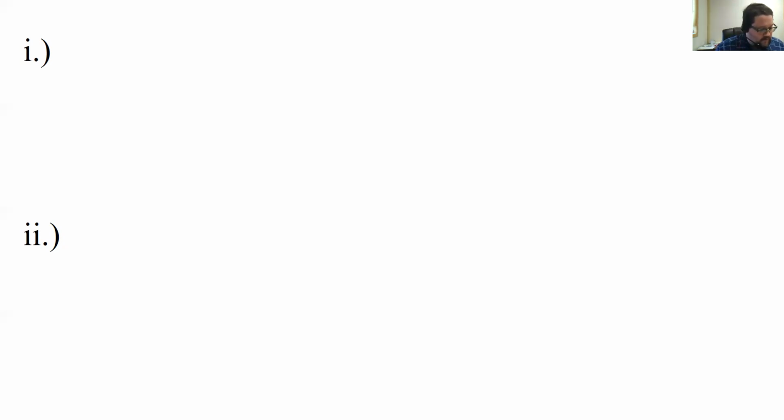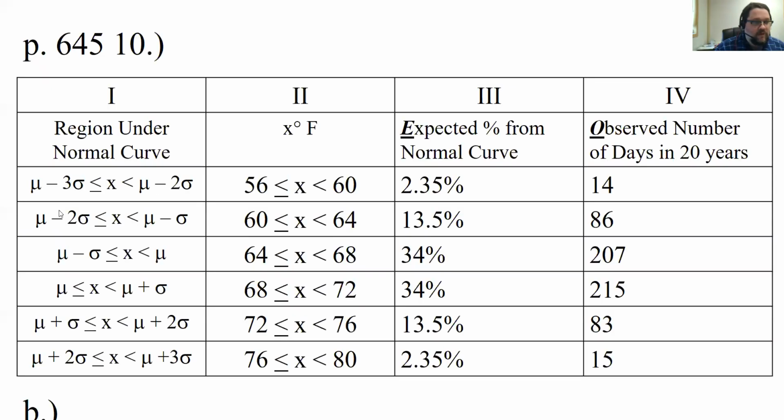So if I real quick look at this here, category 1 has to do with your values from the mean down 3 standard deviations up to almost 2 standard deviations below the mean. And then the next category is 2 standard deviations below the mean up to about 1 standard deviation below the mean. And then the third category is 1 standard deviation below the mean up to the mean. And then from the mean up to 1 standard deviation, 1 standard deviation to 2 standard deviations above the mean, 2 standard deviations, 3 standard deviations.